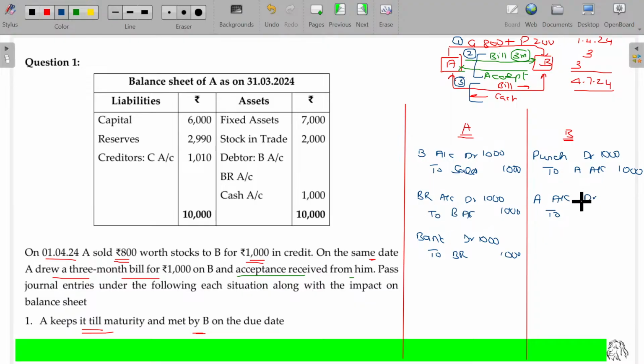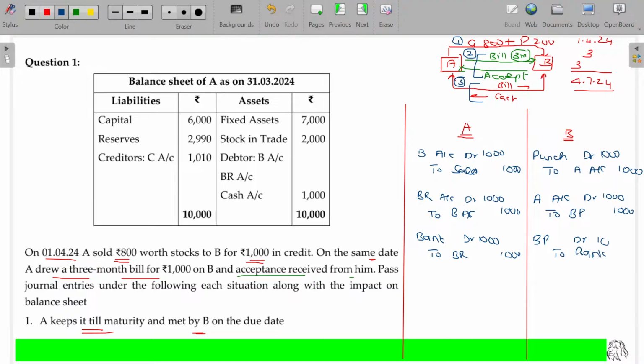For B it's bills payable. He has to pay, no. So you name this bills payable. Bills receivable and bills payable, 1000 rupees. On the maturity date, B has to take the bill and settle the money. So for that the journal entry being bills payable account debit to bank.